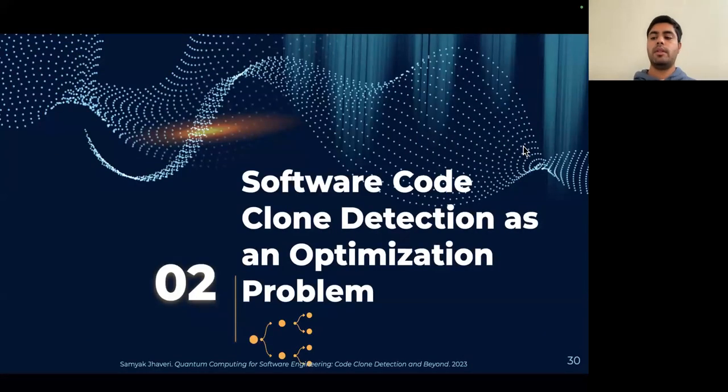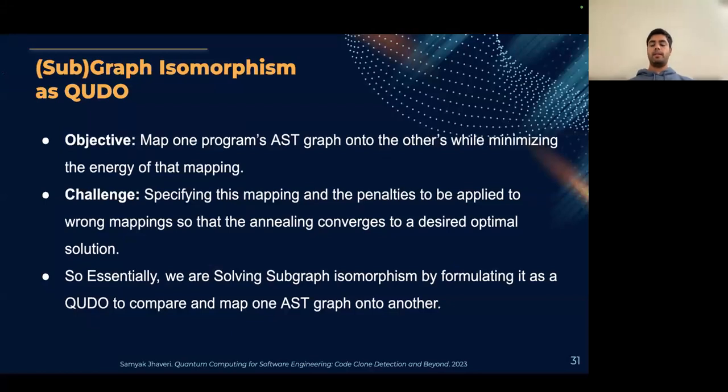So coming to the formulation of code clone detection as an optimization problem, the objective is to map the ASTs of one graph onto the ASTs of the other graph while minimizing the energy of that mapping. So the challenge in that is to specify the penalties in such a way that all the incorrect mappings are penalized, and that increases the energy of the QUBO model so that it converges to the desired optimal solution. So essentially, we are solving the subgraph isomorphism problem by formulating a QUBO to compare and map one AST graph onto the other.